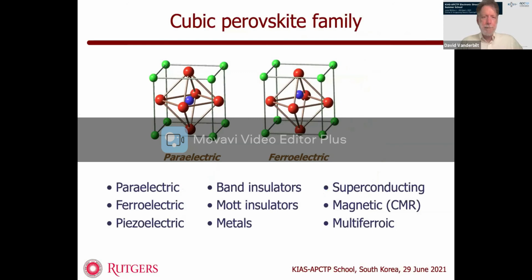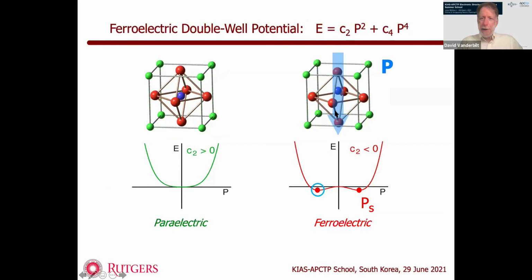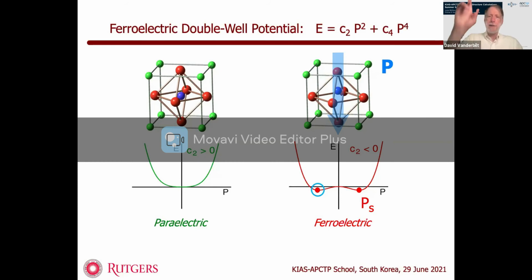If the material has this property that the titanium atom likes to be displaced in the ground state, we call it a ferroelectric because it has two states, polar up and polar down, that we can switch between by applying an external electric field. Actually, because of the cubic symmetry, they're not two states, but six states, because it can also displace in the plus and minus x direction or the plus and minus y direction.